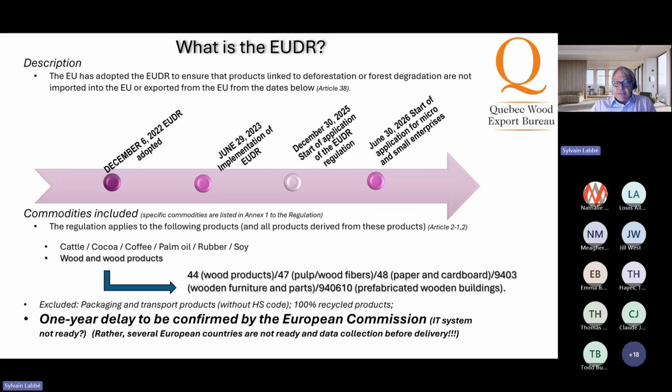What is excluded is the packaging and transport product. Like if you sell a TV that's wrapped in a wood case, this is not accounted for in the deforestation regulations. Also excluded are 100% recycled products.